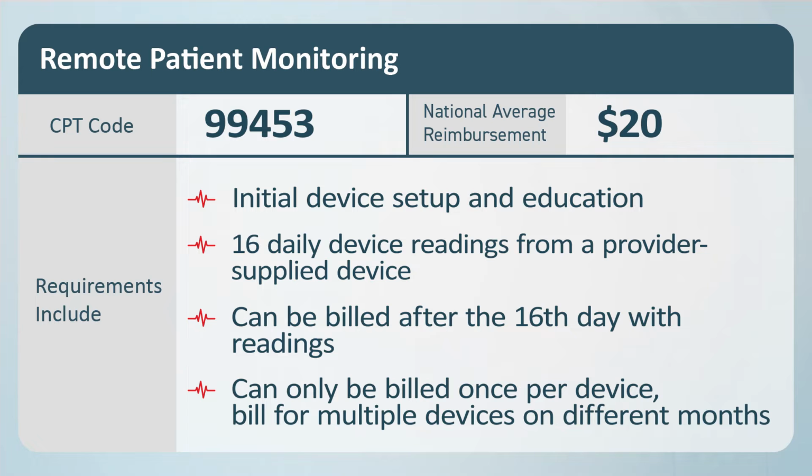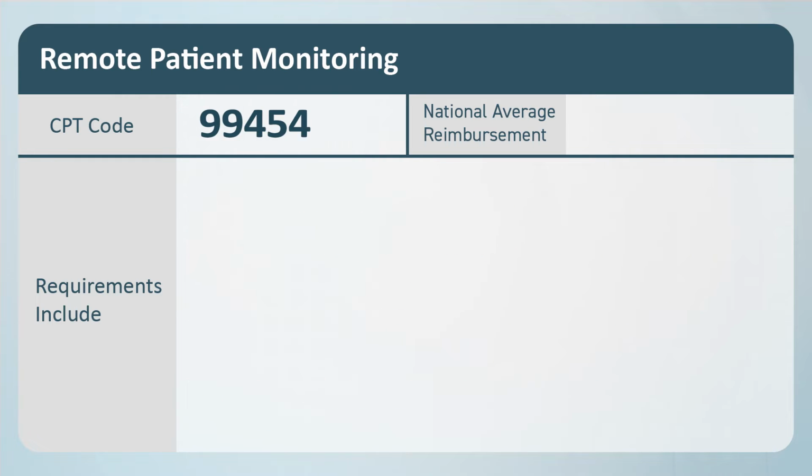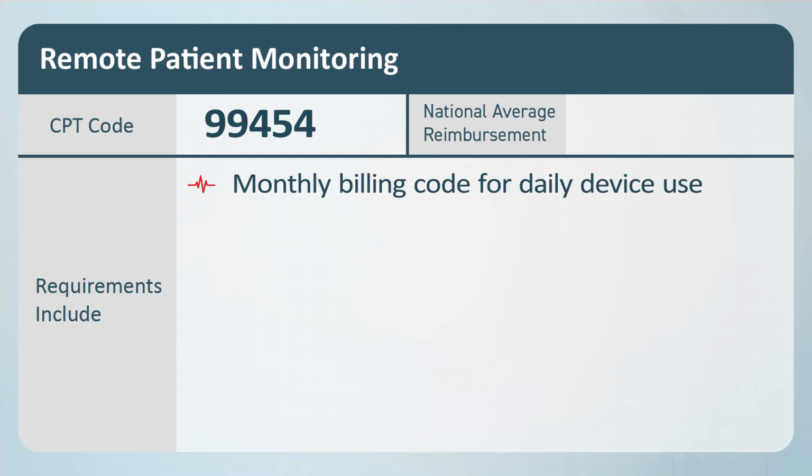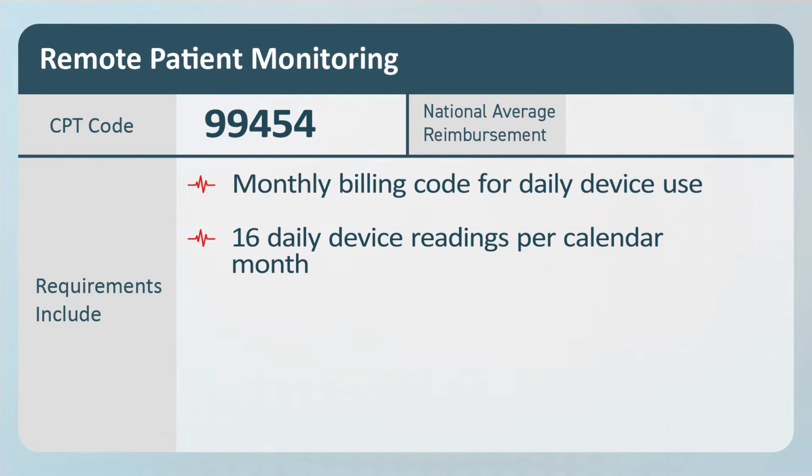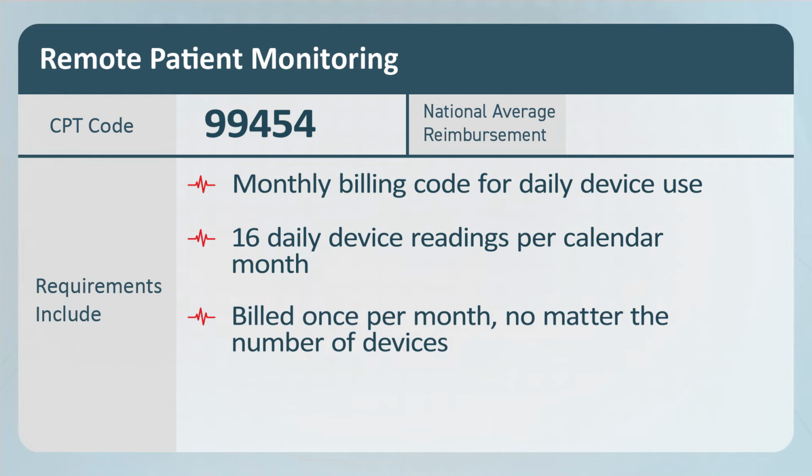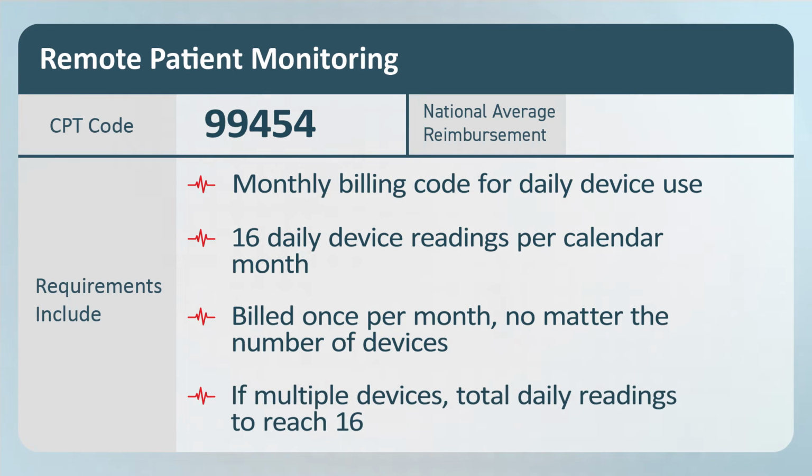The other device-based code for RPM is CPT code 99454. This code is for monthly monitoring of the provided device or devices. A patient must take at least 16 daily device readings per month in order to trigger this code. This code can only be billed once per month, no matter how many devices the patient is using. If the patient has multiple devices, you can total the daily readings from those devices to reach 16 daily readings. 99454 has a current national average reimbursement of $47.